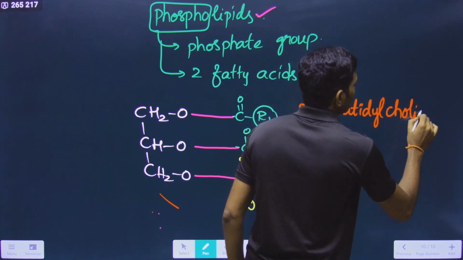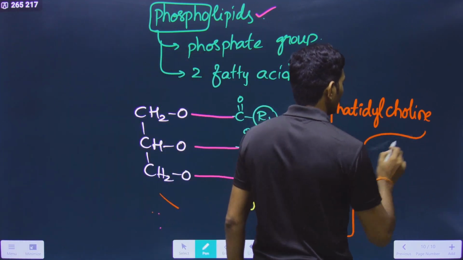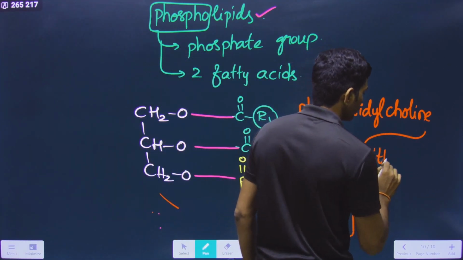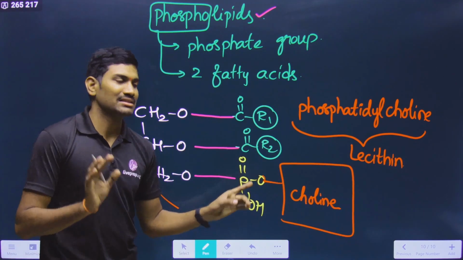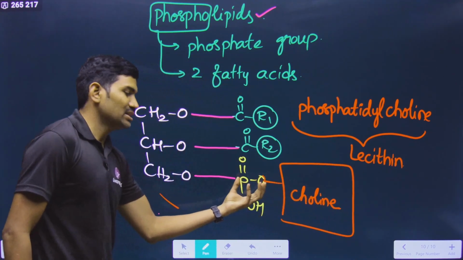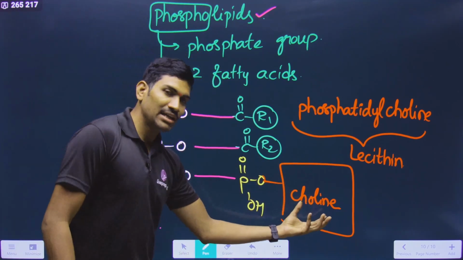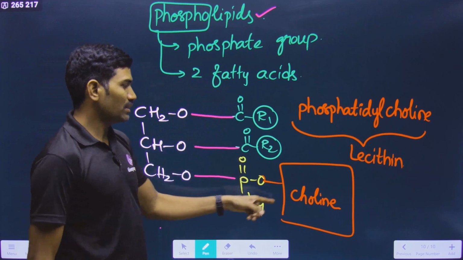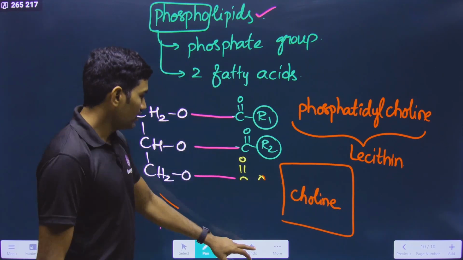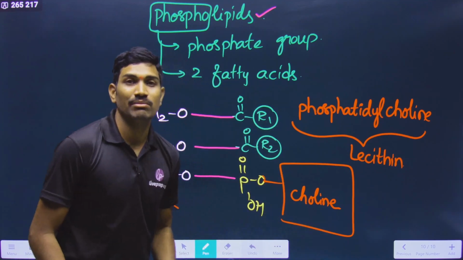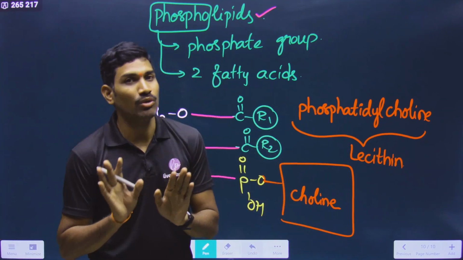Phosphatidylcholine. What is this phosphatidylcholine? This phosphatidylcholine is nothing but a lecithin. This is the example that they have mentioned in the NCERT. If the choline molecule is attached to the phosphate group, now it is called a phosphatidylcholine. If serine molecule is attached, it is called a phosphatidylserine. If ethanolamine is attached to this, it will become phosphatidylethanolamine. In this way, different types of phospholipids are again possible.